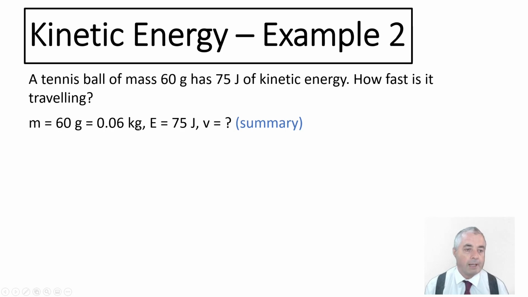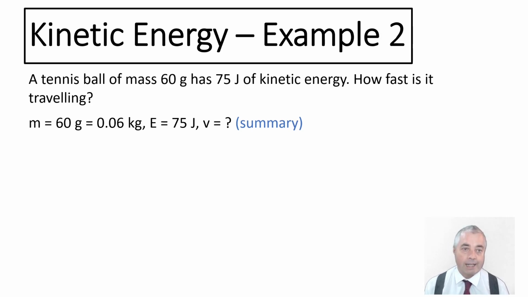This is what I mean about getting the units right. It's given us the mass in grams. But for the formula to work, we need the mass in kilograms. So when I'm doing the summary, I write down mass is 60 grams. And straight away I think, wait a minute, that unit is not the right unit for me to use in the formula. So I need to get it into kilograms. And you get kilograms from grams by dividing by 1,000. 60 divided by 1,000 is 0.06. So I write that down straight away.